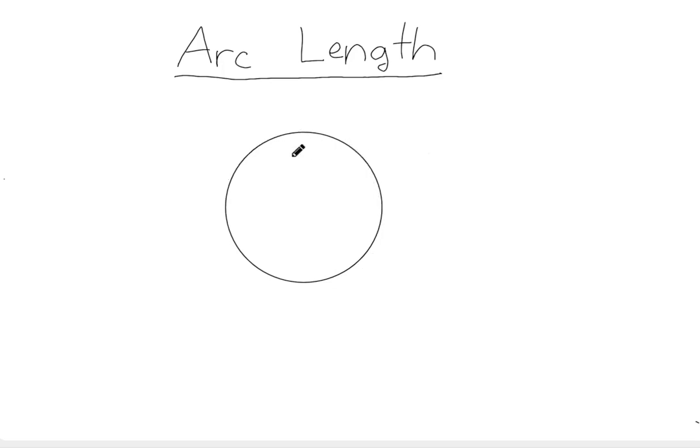So I want you to think about the arc length of the whole circle. You go all the way around. What do we call that? We call that circumference, right? Our circumference, we'll call it c. It's equal to 2 times pi times the radius, where our radius is from the center out to here, right? So this is how we would find the arc length of the entire circle.